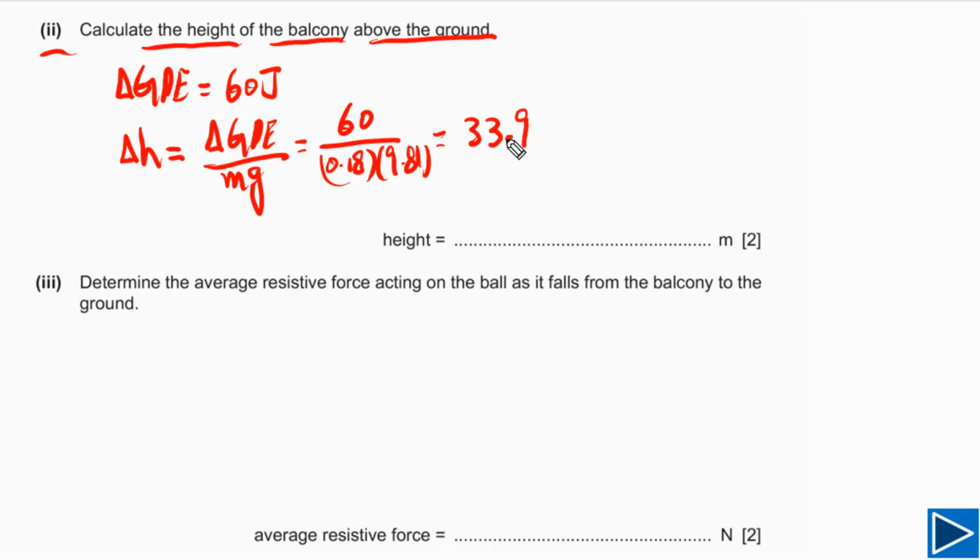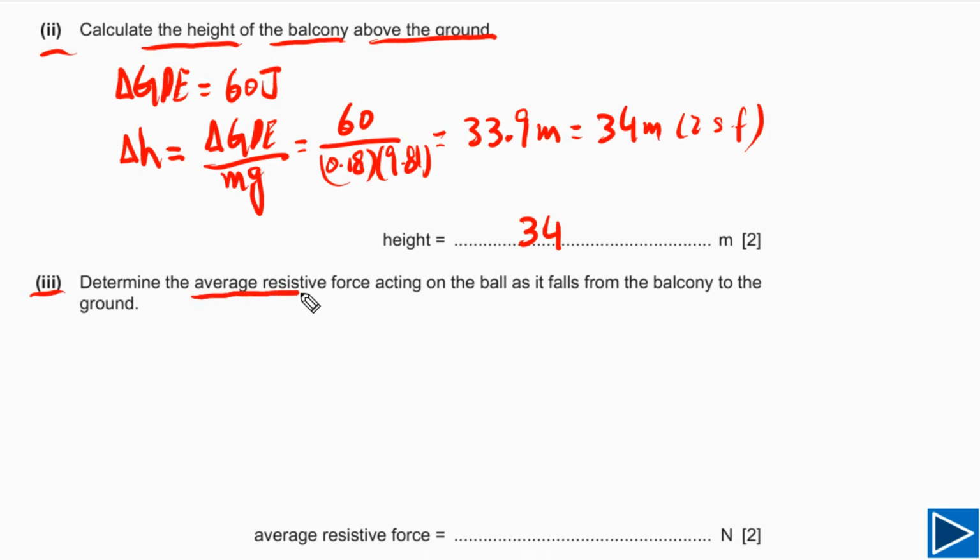In this case, the change in height is 33.9 meters, or we can say it is equal to 34 meters up to 2 SF. Because the least number of significant figures in the raw data we have is 2, our answer has to be up to 2 SF. So the final answer is 34 meters. Let's move on to the third part.